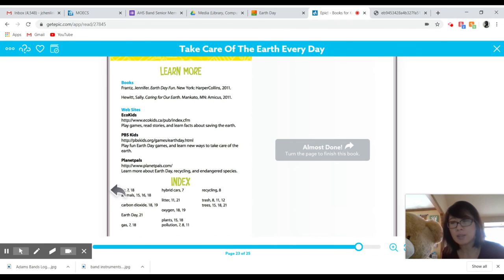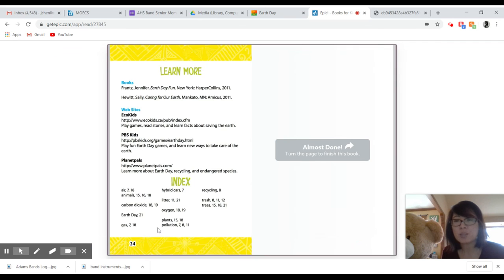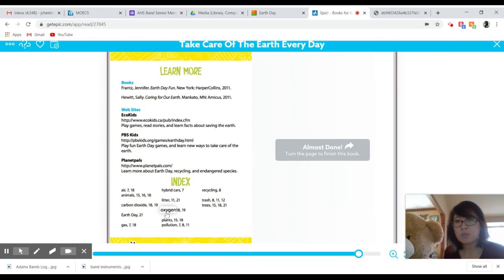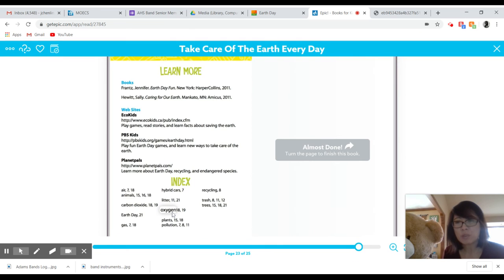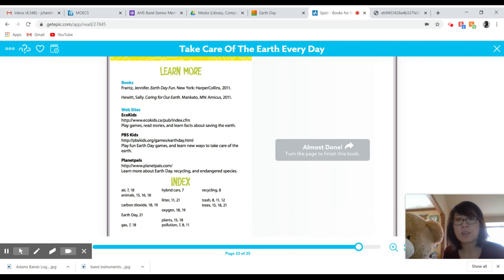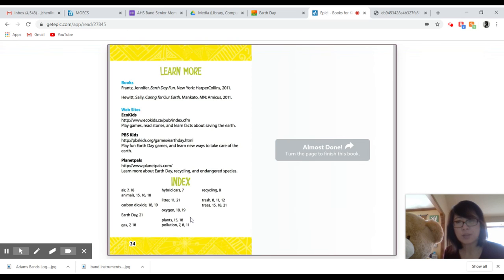Now, here's the index. Okay, and these are words that are important to this book, along with the page numbers where you can find that word. So let's say you want to learn more about oxygen. So you would scan the list, and again, it's in alphabetical order until you come to the word oxygen. And right behind oxygen are two page numbers, 18 and 19. And that means you can find that word on those two pages.